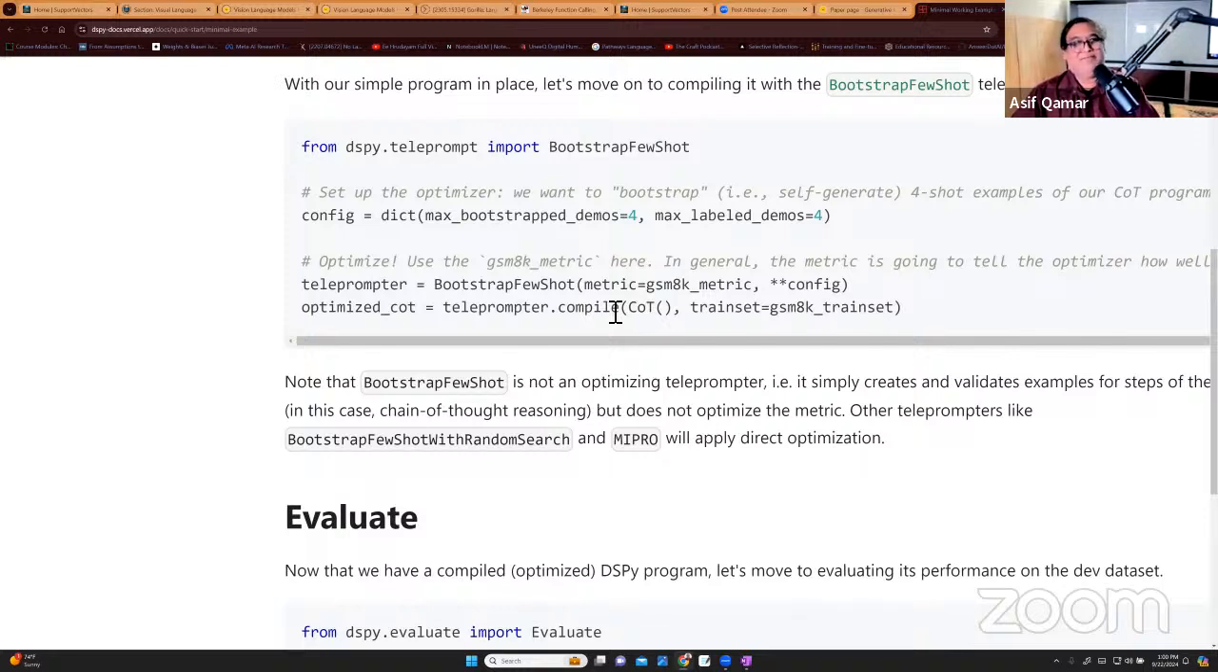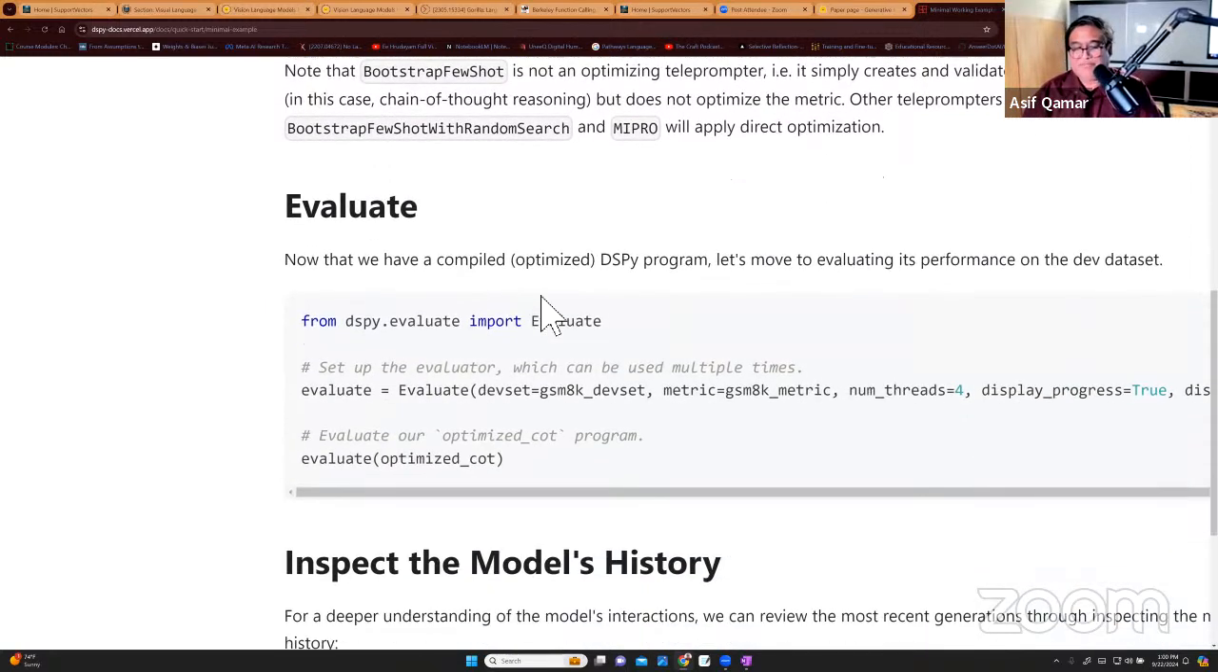Yeah, that would have been a more intuitive naming convention, but they call it compile. Right? And so there are little oddities with this framework, but it does work actually. So you give it the training set to learn from, and it will go at it. And now you have a compiled, optimized DSPy.